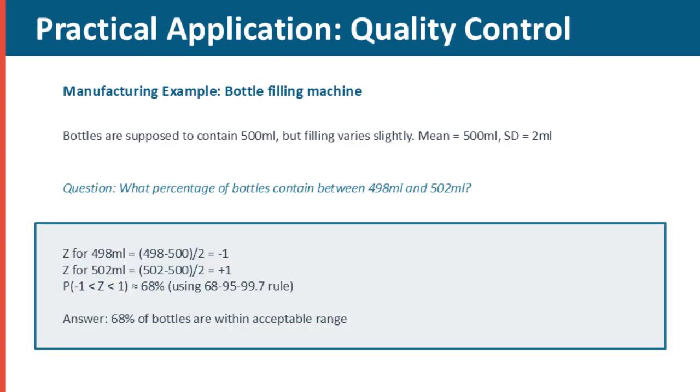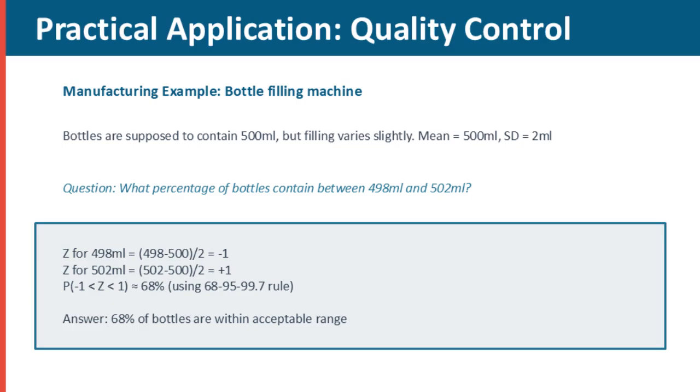Now let's talk about practical application of Z scores. We will take the example of quality control. Let me give you a real world example of manufacturing that shows how this works in practice. Let's say a beverage company has a bottling machine. Bottles are supposed to contain 500 milliliters of the beverage, but the machines have natural variation. The actual distribution is normal with mean of 500 ml and standard deviation of 2 ml. The question is, what percentage of bottles contain between 498 and 502 ml of beverage?